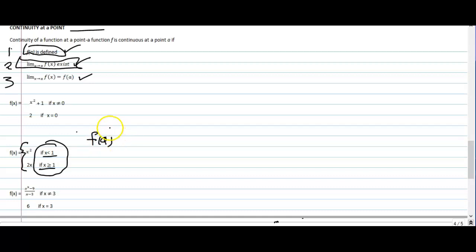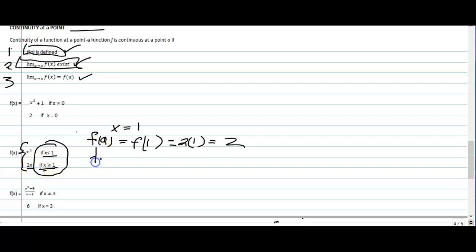So the first thing we need to do is determine if f of a exists. Now, a in this case is x equal to 1. So we need to find f of 1. What is the value of this function when x is equal to 1? Well, if x is greater than or equal to 1, then f of x becomes 2x. So we substitute 1 in for x in the function 2x, and that gives us 2. So the function is defined at x equal to 1. It's equal to twice whatever the value of x is. So if x is equal to 1, then twice x would be equal to 2.